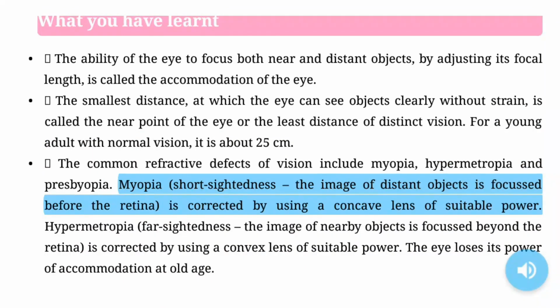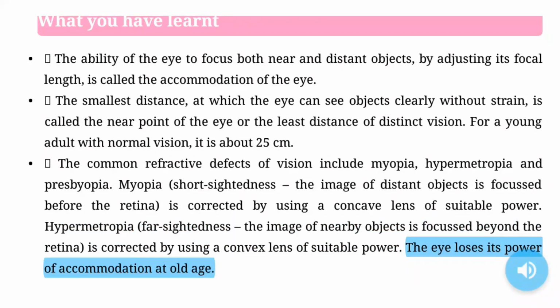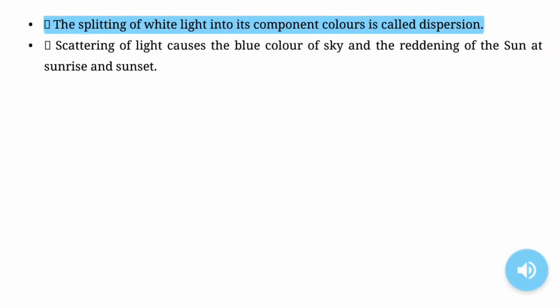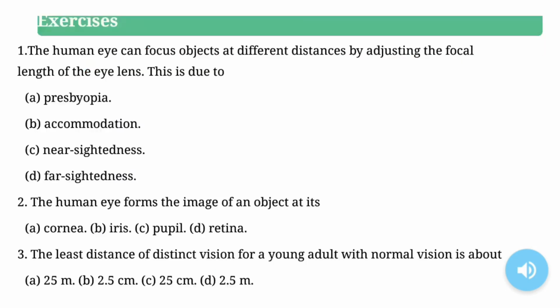Myopia, short-sightedness. The image of distant objects is focused before the retina. It is corrected by using a concave lens of suitable power. Hypermetropia, far-sightedness. The image of nearby objects is focused beyond the retina. It is corrected by using a convex lens of suitable power. The eye loses its power of accommodation at old age. The splitting of white light into its component colors is called dispersion. Scattering of light causes the blue color of sky and the reddening of the sun at sunrise and sunset.